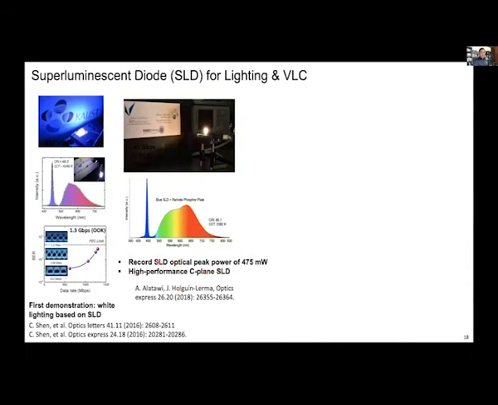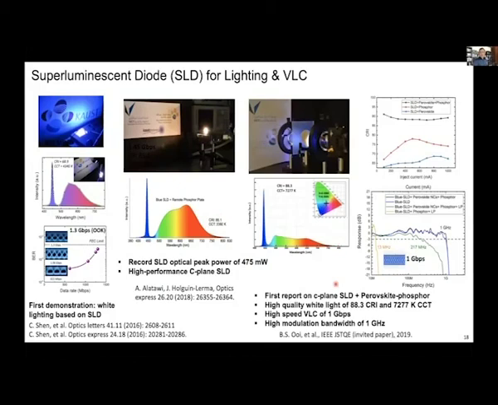In order to increase the power, we have been using the tilted angle, with one facet tilted and the other facet as a reflector, to ramp up the power to about 470 milliwatts or so. This actually is the record. I still believe that it is the record high SLD power ever fabricated, and we integrated it with RGB phosphor to get into the lighting system.